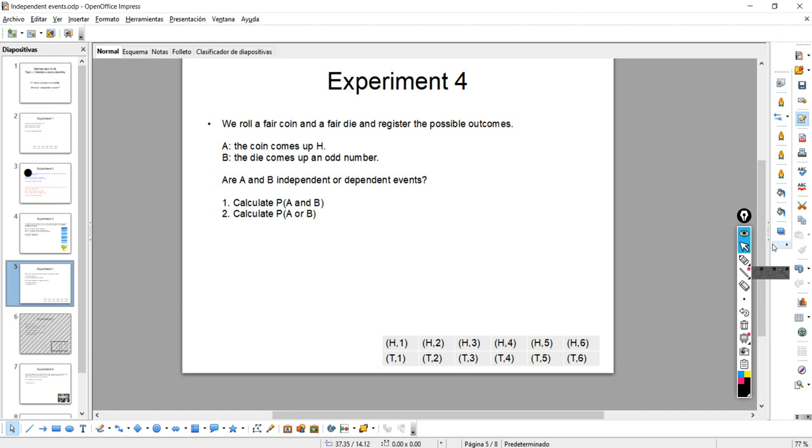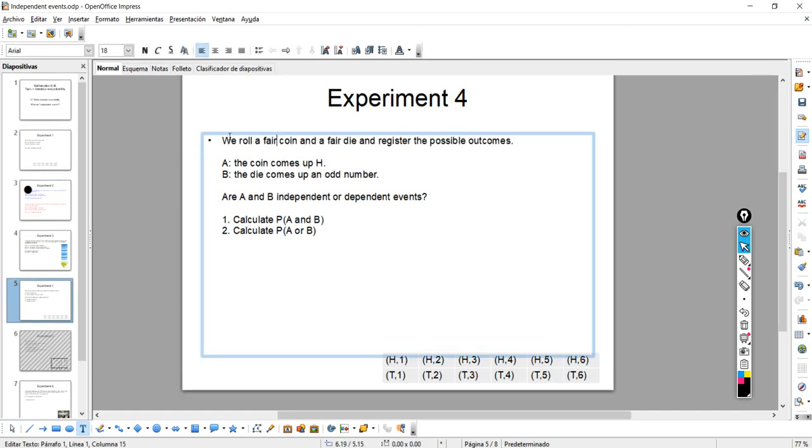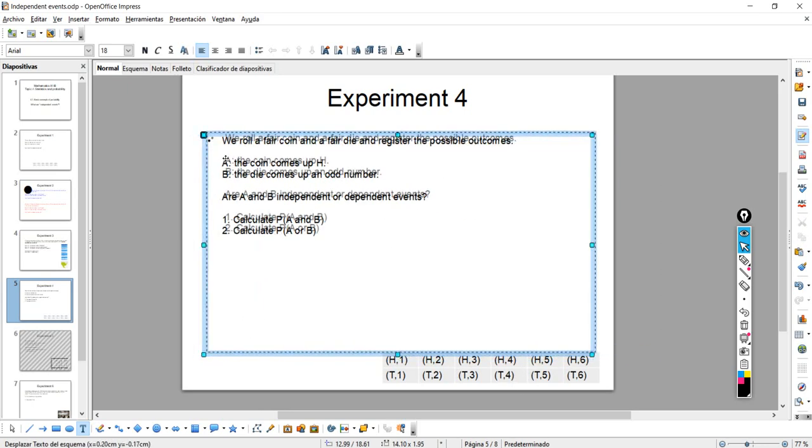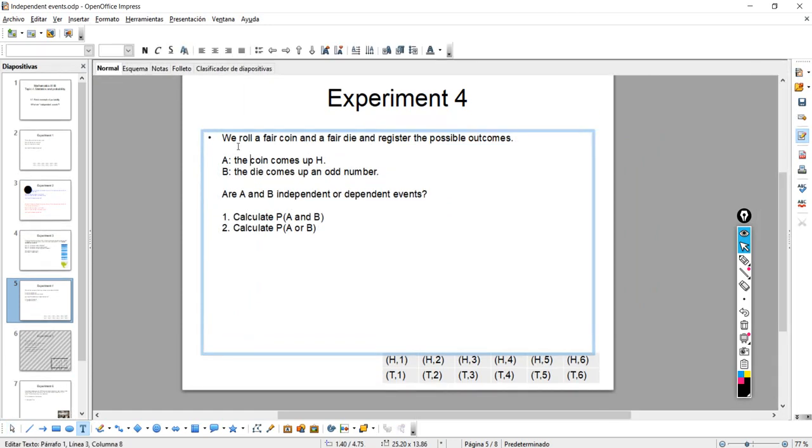Now on to experiment number 4, which is this. We're going to roll a fair coin and a fair die and register the possible outcomes. So as before, there are 12 outcomes for this particular experiment, and here they are listed. Now let's define these two events. The event A, the coin coming up head, and the event B, the die coming up an odd number.